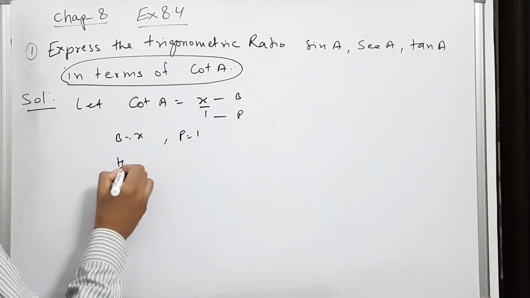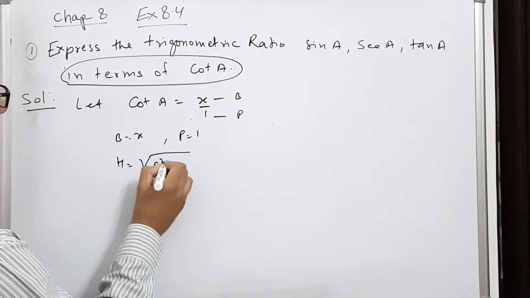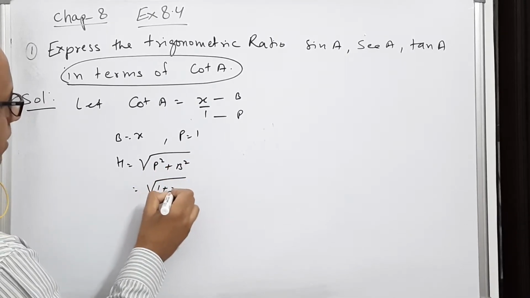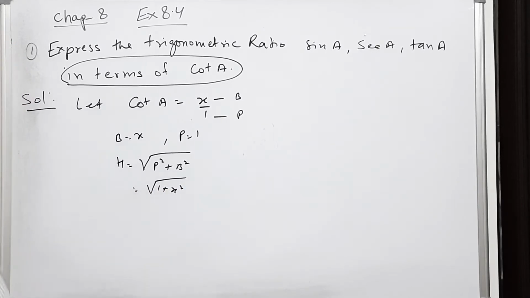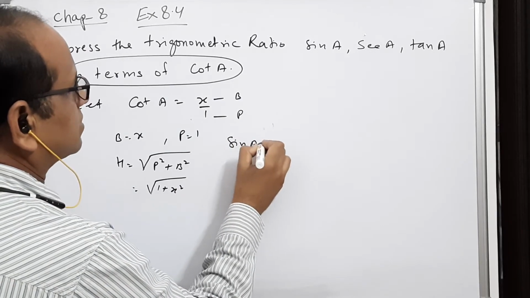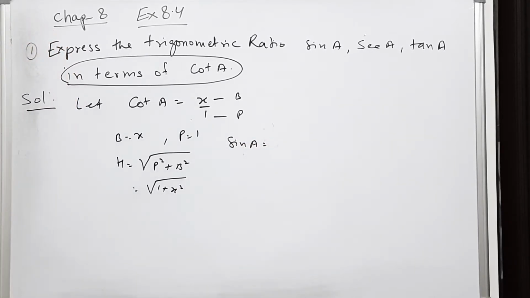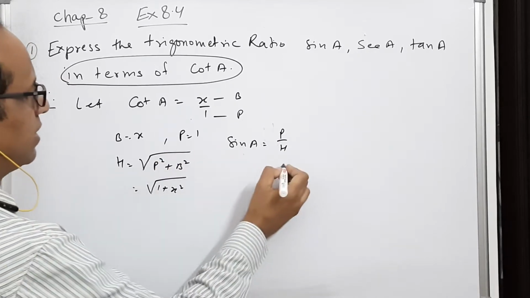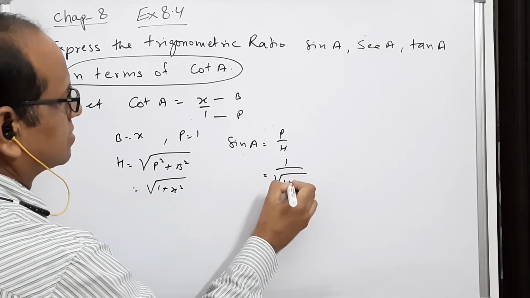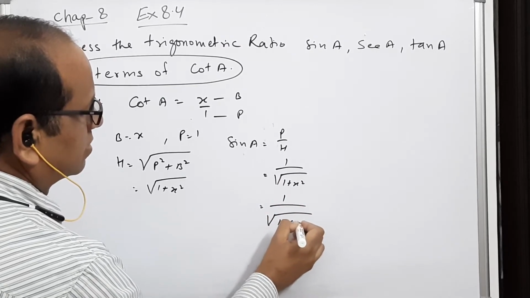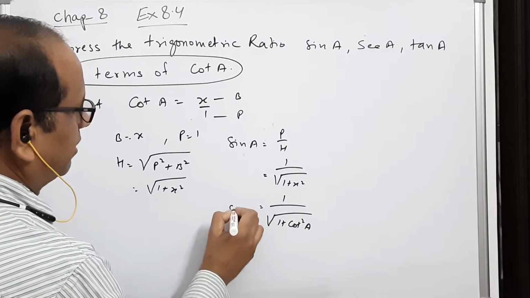Then the hypotenuse will be the root of p square plus b square, so it will be root of 1 plus x square. Yes, we write like this. Now, what is the value of sin A? This method is a little different; it's not a common method. Sin A is p upon h. P is 1 and the value of h is root of 1 plus x square. So you write 1 upon root of 1 plus cot square A. That is the value of sin A.